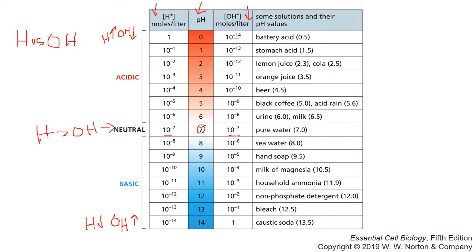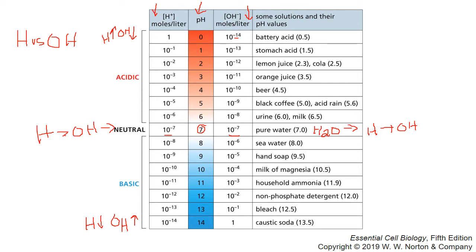So a pH of 7 right in the middle is considered a neutral solution because the amount of hydrogen equals that of hydroxide. And probably the best example of a neutral solution is pure water, good old-fashioned H2O. And in fact, if you were to pull H2O apart, you would have one hydrogen and one hydroxide. And that explains why it's a neutral solution.